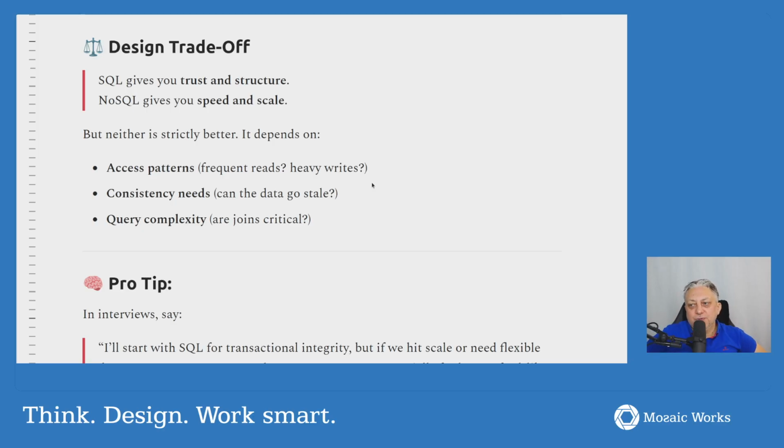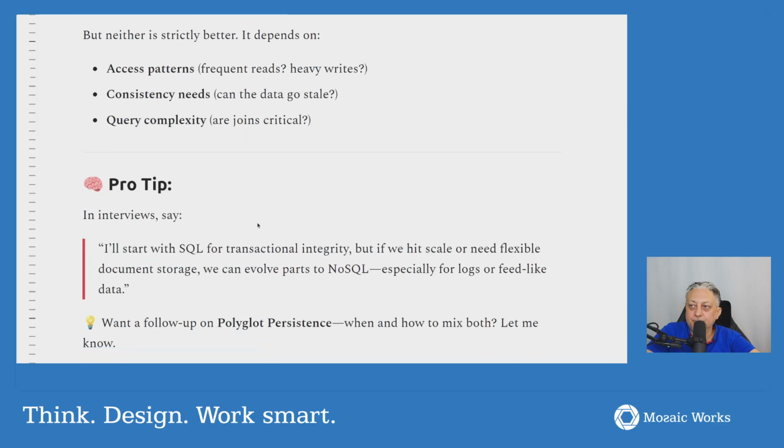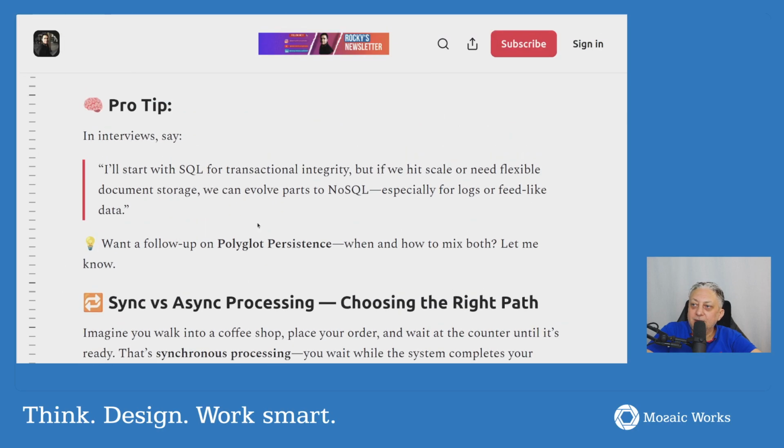Which one you choose is based on the data patterns that you see. Access patterns, how frequent are the reads, heavy writes, the consistency needs, can the data go stale, query complexity, do we have joins, do we need them? Pro tip in interviews, say I'll start with SQL for transactional integrity, but if we hit scale or need flexible document storage, we can evolve parts to NoSQL, especially for logs or similar data.